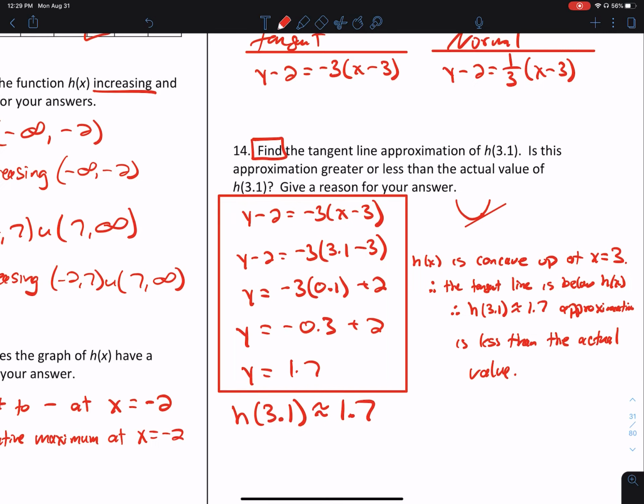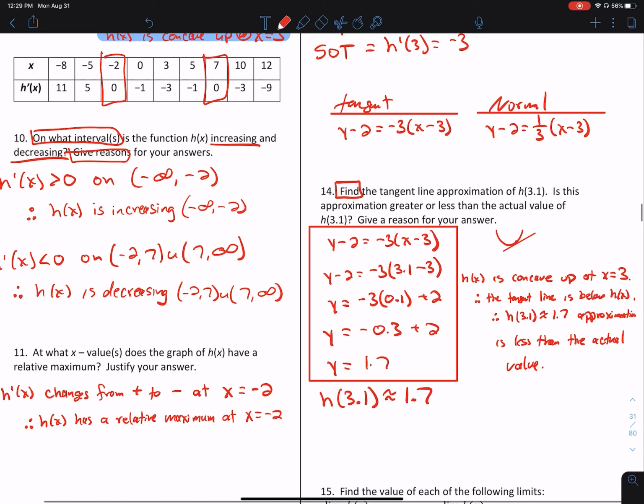All right, just one more time, I want to make sure that I answered this. Find the tangent line approximation. Okay, we found the tangent line approximation right here. Is this approximation greater or less? H of 3.1 equals 1.7 approximation is less than the actual value. Give a reason. The reason is h of x is concave up, which means the tangent line is below h of x.